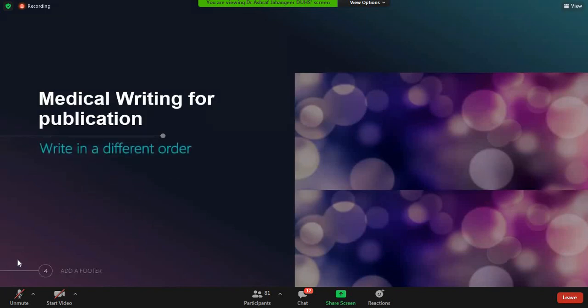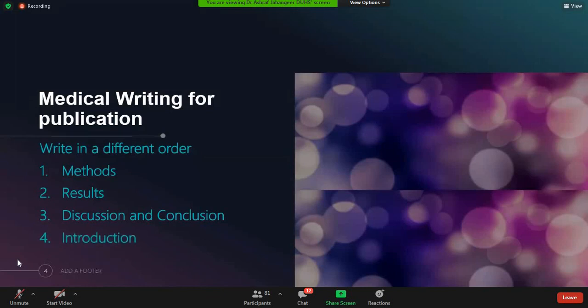When you write for publication, for a medical paper or journal paper, your plan of writing would be in the reverse order. In your computer, you will write first the methods, then results, discussion and conclusion, and then you write the introduction, abstract, and then the title. Why?